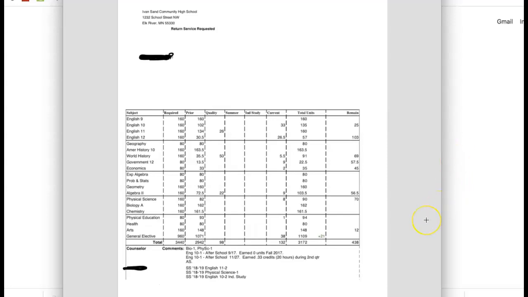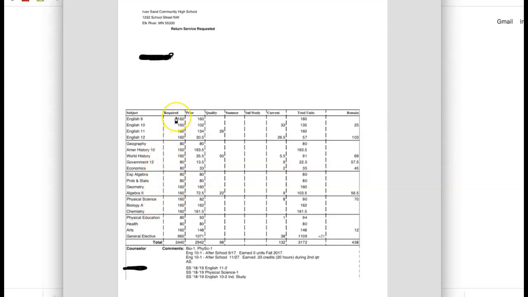Alright, as all unit trackers are, they are a roadmap to how far in high school you are and what you need to do to finish high school and get your diploma. So on the far left here, we have a list of all the classes that are required to graduate from high school in ISD 728. Required units is right here. This is how many units you need at Ivan Sand to graduate when you are done. Now, this is for all 4 years of high school, 9th, 10th, 11th, and 12th.